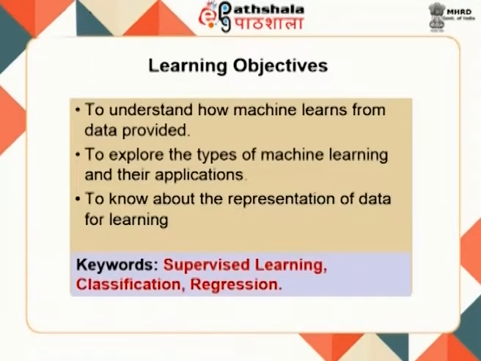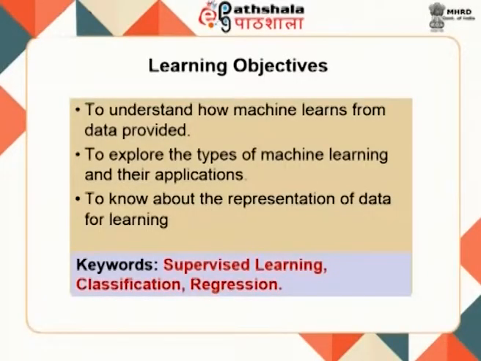So, what are the learning objectives of this module? The learning objectives of this module are to understand how a machine learns from data provided. We have seen already a little bit of this in the previous module. To explore the types of machine learning and their applications, we are looking at different types of machine learning, and to know about the representation of data for learning, which again we have just looked at a little bit in the previous module. Some of the keywords we will be looking at are supervised learning, classification and regression.